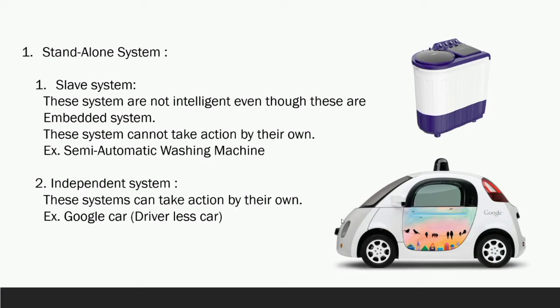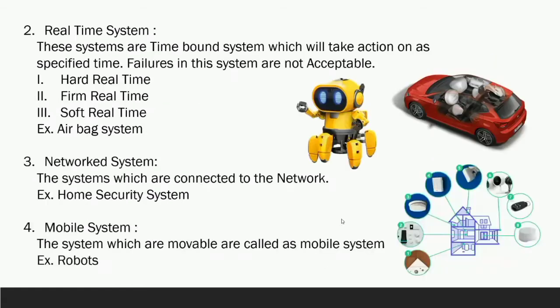And another is the independent system. These systems can take action on their own. Example, Google car. Actually, Google car is a driverless car. Real-time system. These systems are time-bound systems which will take action at a specified time.